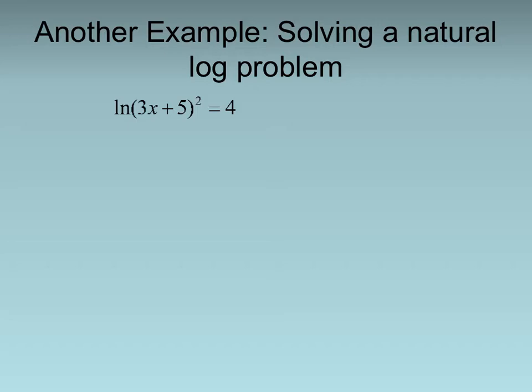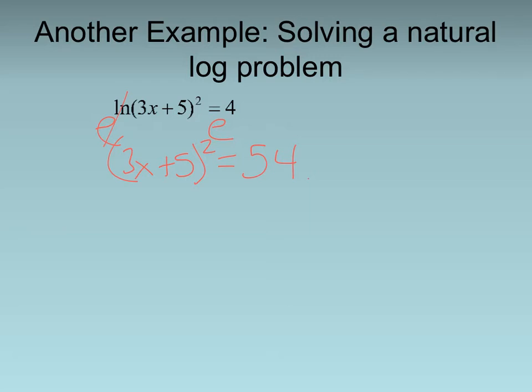Won't say anything. Okay. So we're going to raise both sides to the e. So we're going to get e to the natural log and e to the fourth. Well, that's going to cancel. We're left with 3x plus 5 squared. And then with e to the fourth, plug that in your calc. Get 54.598.